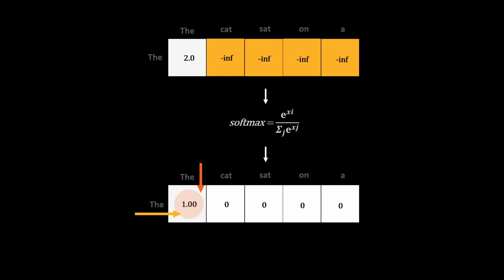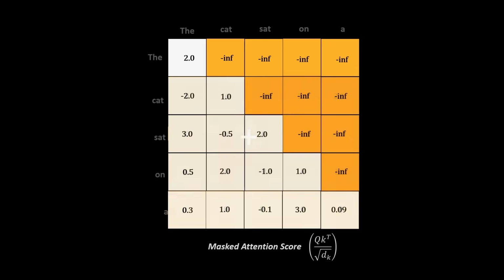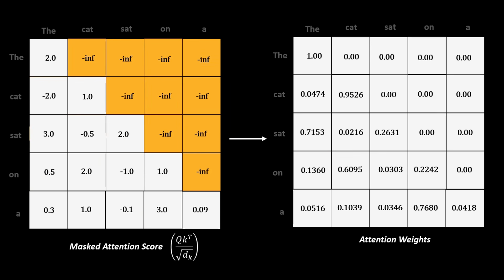Here, the first token will give 100% weight to itself, because all future tokens are masked. The second token will attend only to the first and itself. The third token will attend only to the first two and itself, and so on. Applying softmax to the masked attention scores row by row gives us the attention weights, and this method is called causal self-attention, which prevents tokens from attending to future tokens.